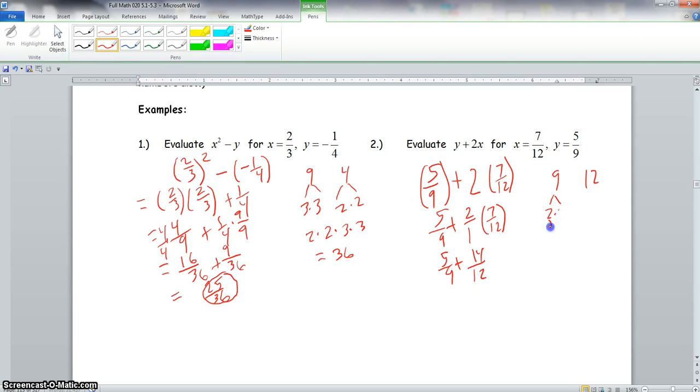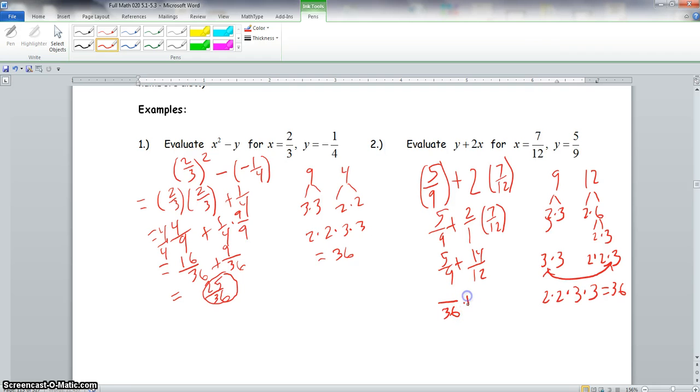9 breaks down to 3 times 3, and 12 breaks down to 2 times 6 and 2 times 3. So the prime factorization of 9 is 3 and 3. Prime factorization of 12 is 2 2s and a 3. Now the only thing they have in common is one set of 3's. So we could bring down the 2 2s here. We could bring down the one set of 3's that match up, and then the 3 that's by itself. So that would give us a common denominator of 36.